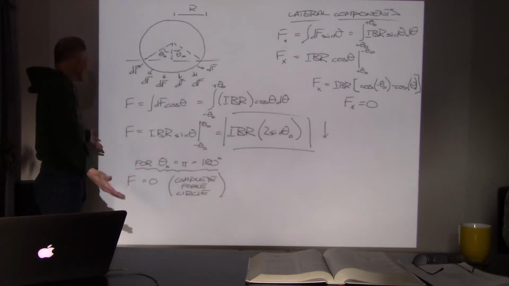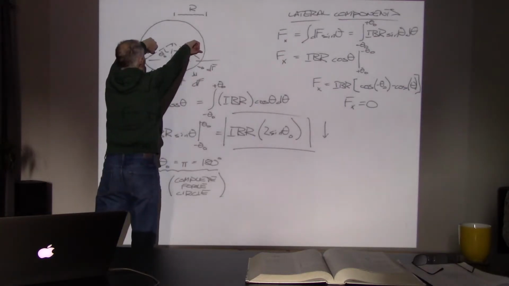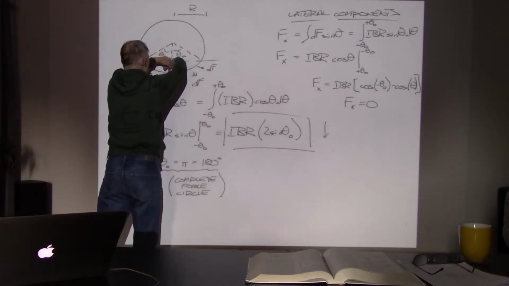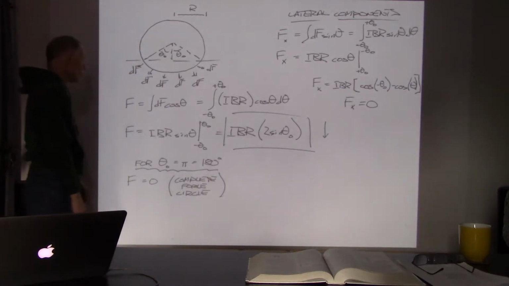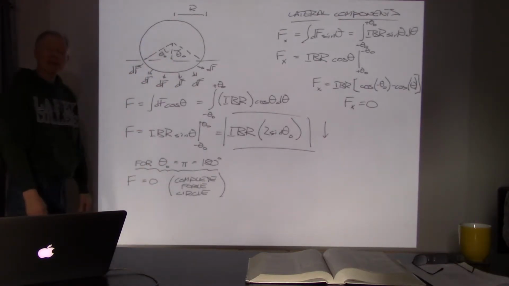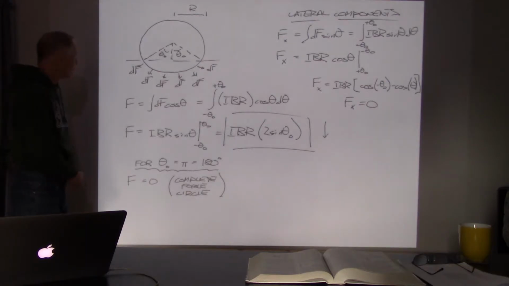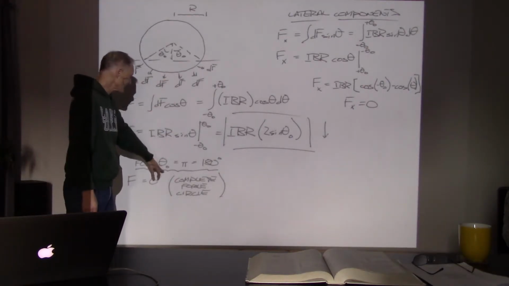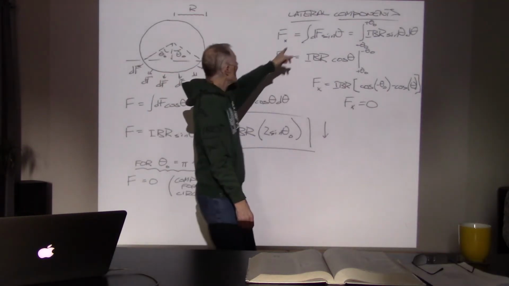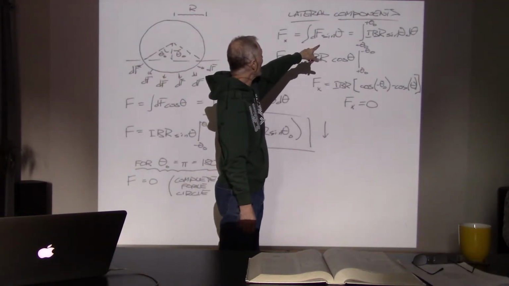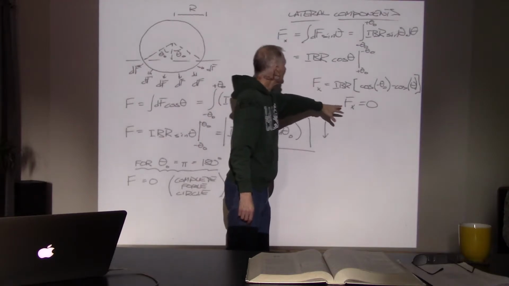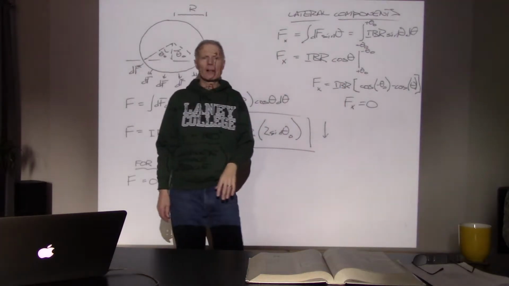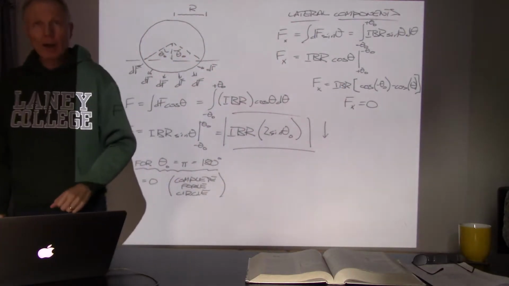Okay, another thing we could check is what happens if theta naught is 0. For theta naught equals 0, surprisingly, we didn't have any force, because none of this is in a magnetic field. So a couple of things we could check. I did go back and do the lateral components, just to show that in this case, the lateral components cancel out. Okay, so let me move on.